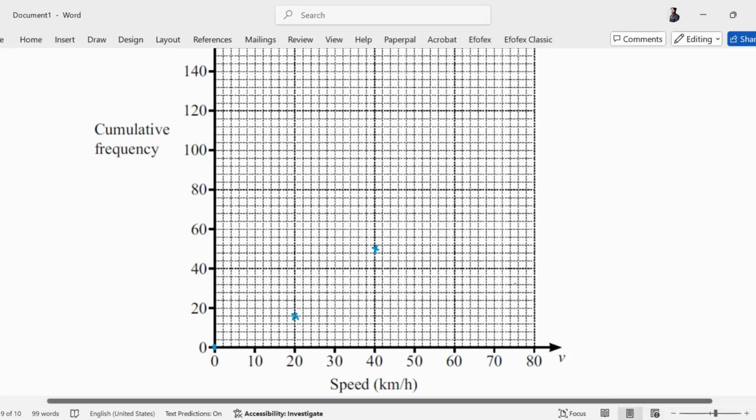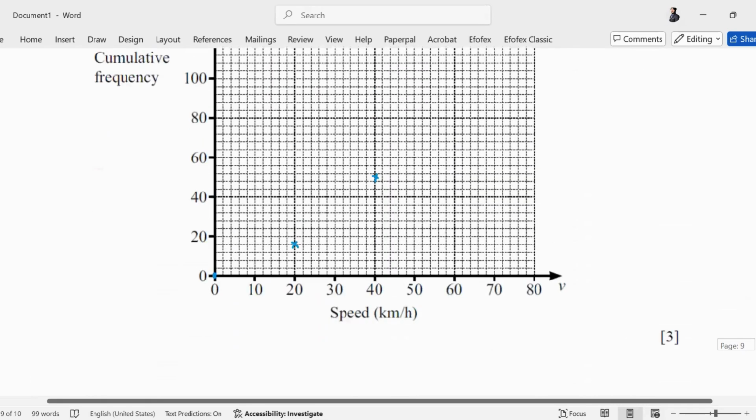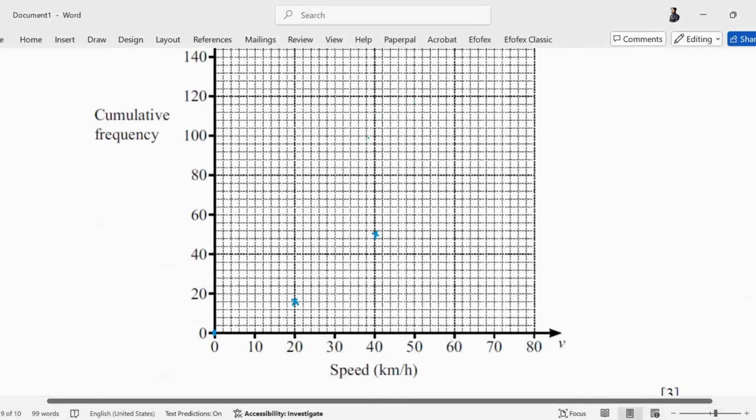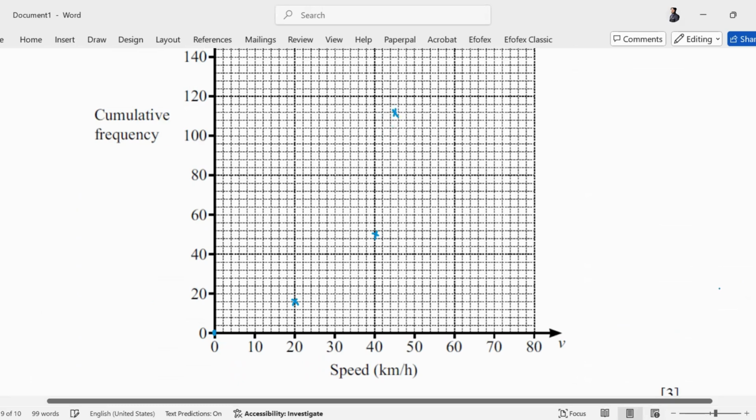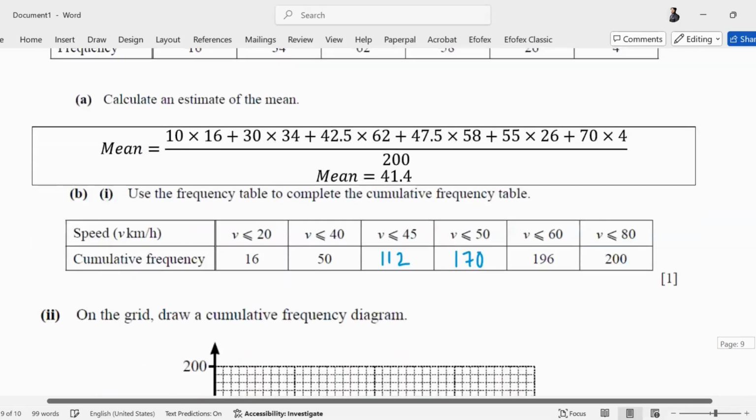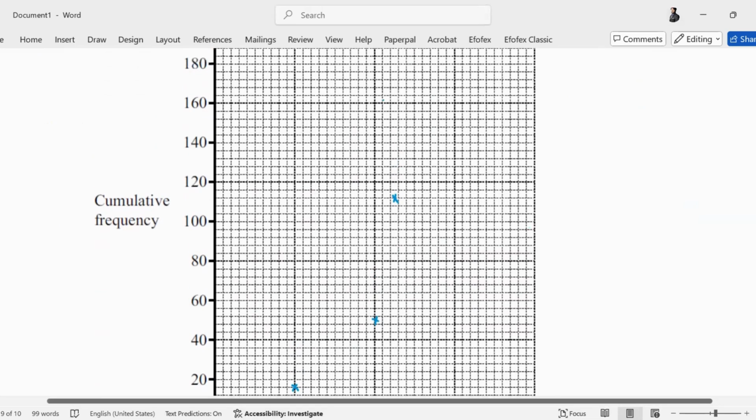Okay, and then for 45, the cumulative frequency is 112. So for 45, it is 100, 104, 108, and 112. The next one, it is for 50, it is 170. For 50, it is 170: 164, 168, and 170 somewhere over here.